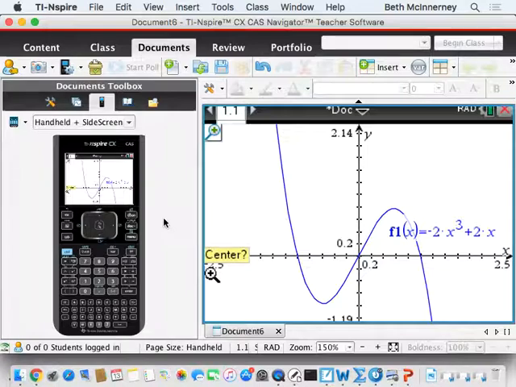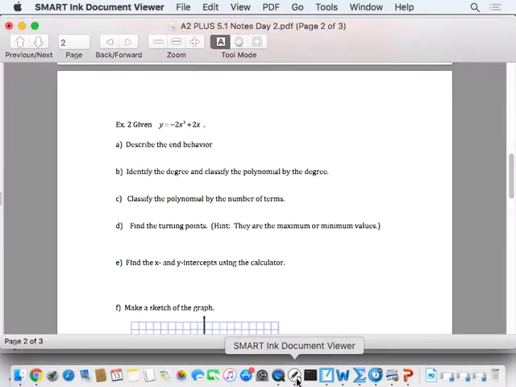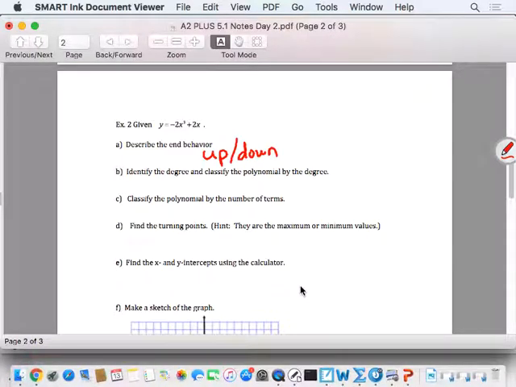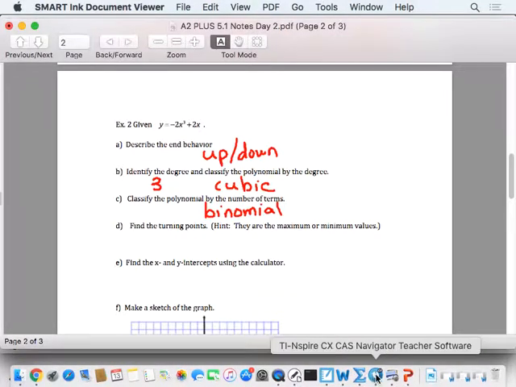That looks really pretty. So I'm going to go back here and let's write a few things down. The end behavior was up, down. Identify the degree. The degree is 3, so it's a cubic. It's a binomial because there are 2 terms. Now I'm ready to find the turning points. So last time it was brand new. Now this is our second time to do the turning points.